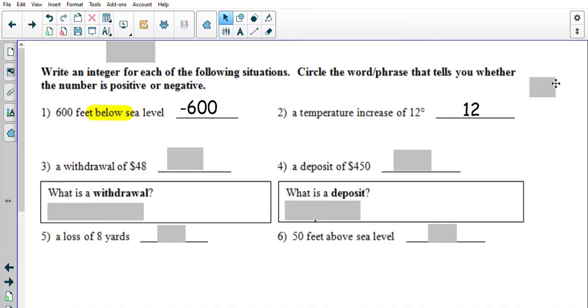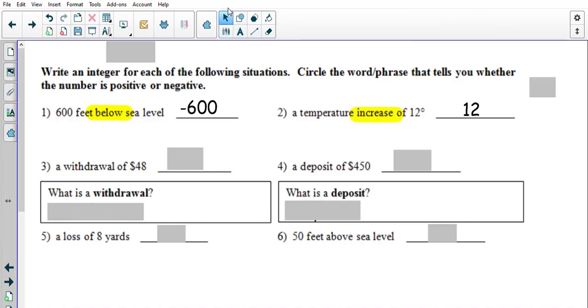Hopefully you were thinking 12 or positive 12. You don't need the plus sign in front, although you can include it. We just typically don't write a plus sign in front of a positive value. What word represents that this is a positive value? If you were thinking the word increase, you're correct.